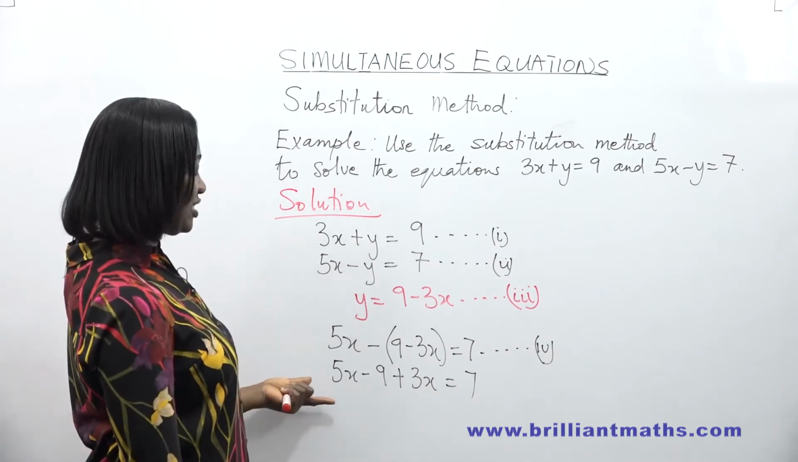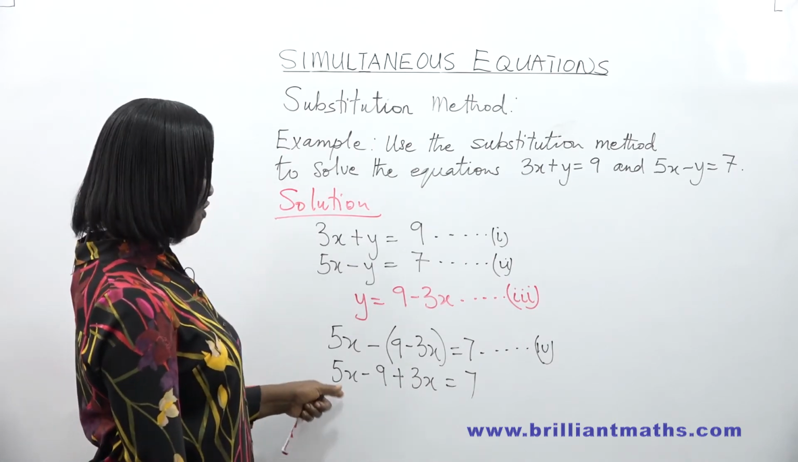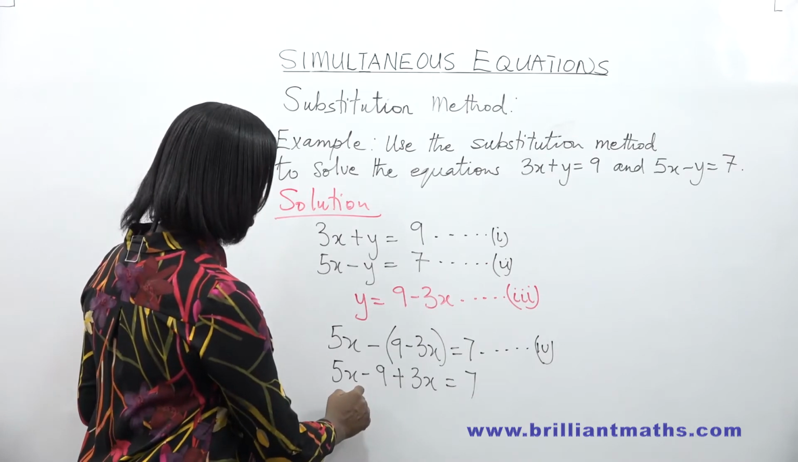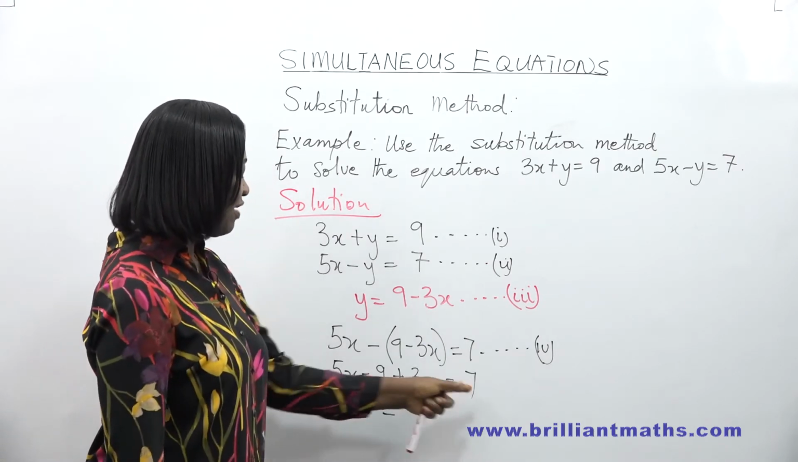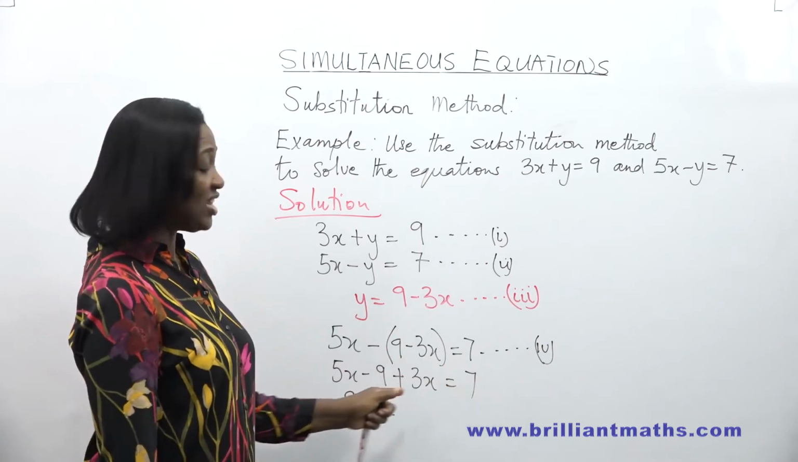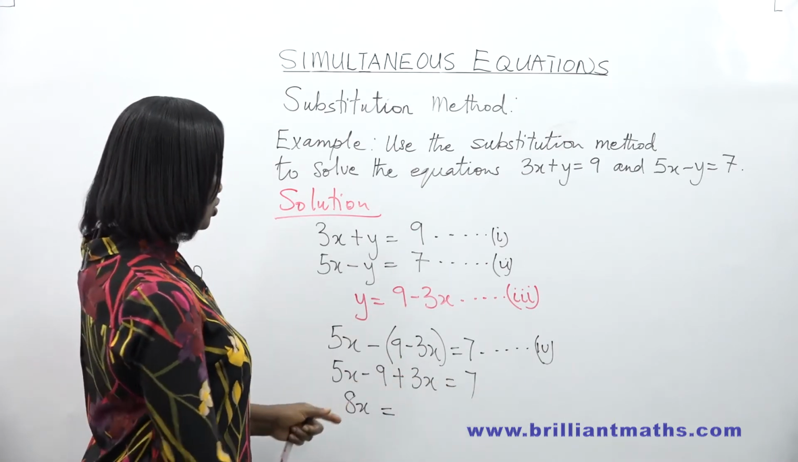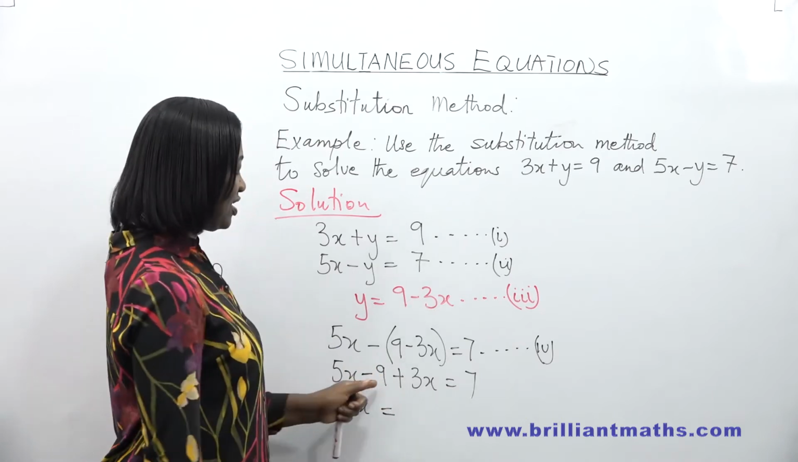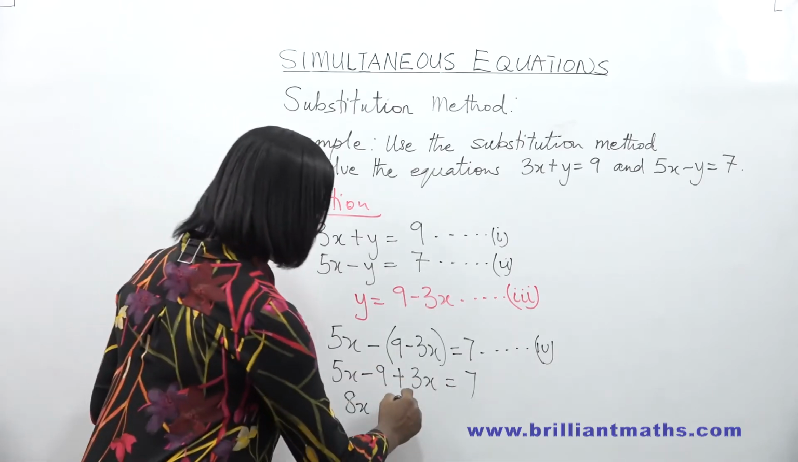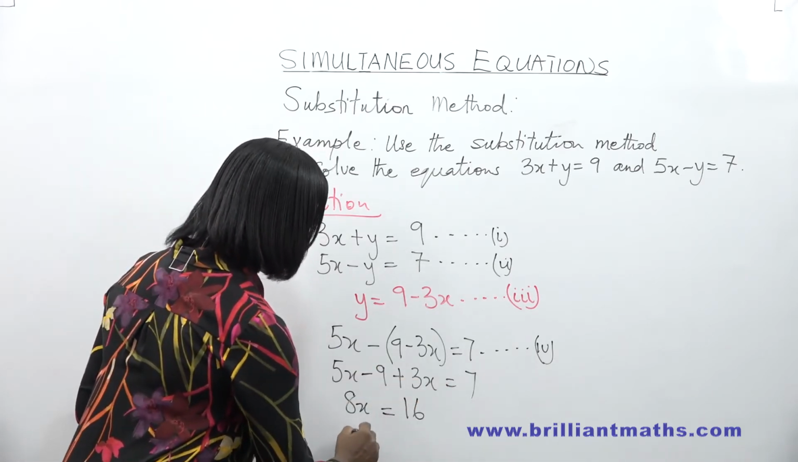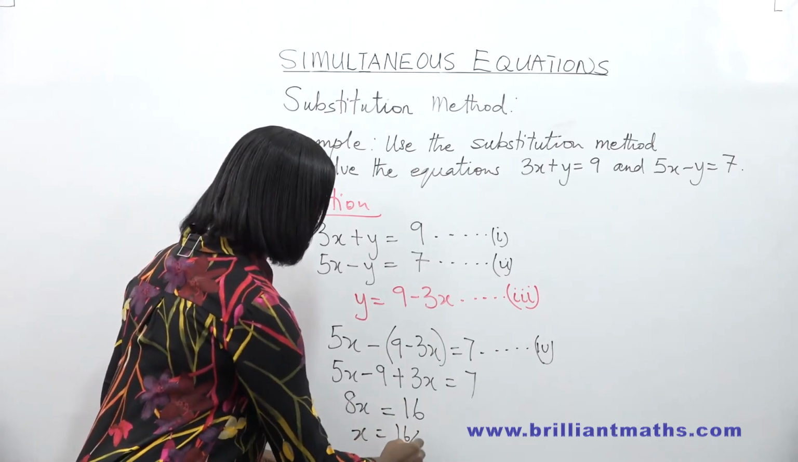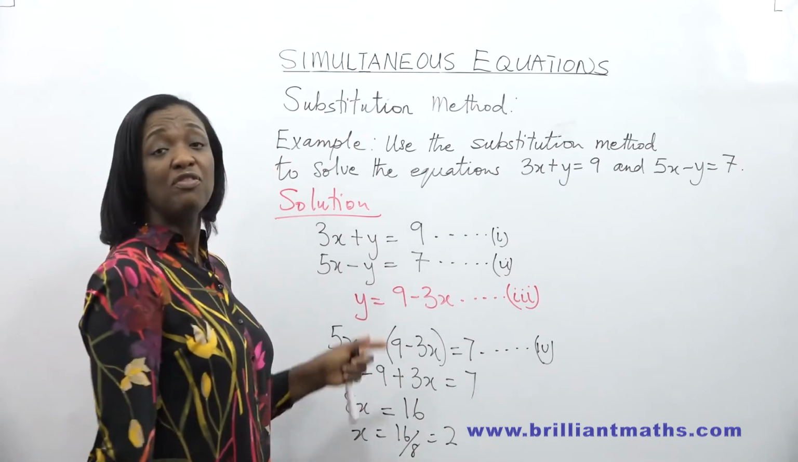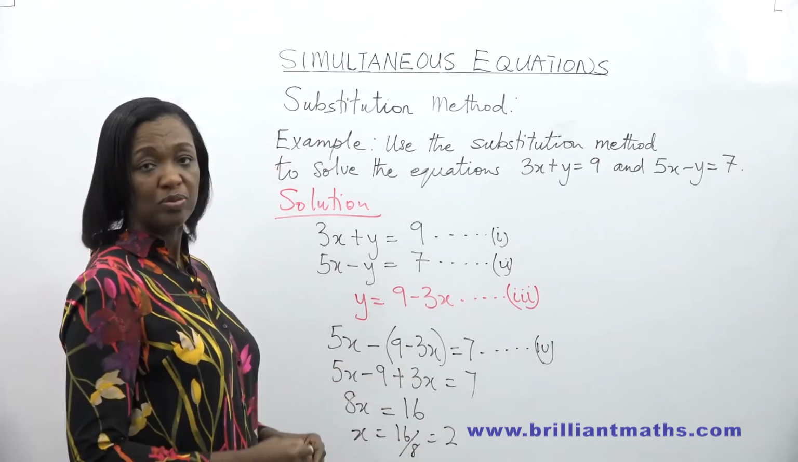Then we collect like terms. 5x plus 3x will give us 8x is equal to 7 plus 9, because 9 is crossing the equality, so it changes from minus to plus. 7 plus 9 is 16. And that means that x is equal to 16 over 8, which is equal to 2. So the value of x is 2.